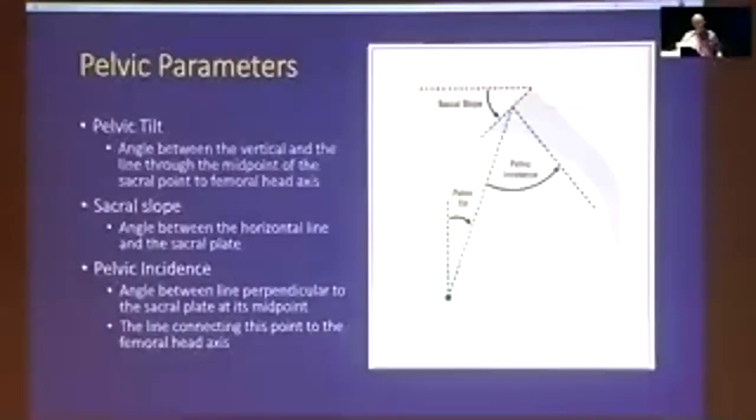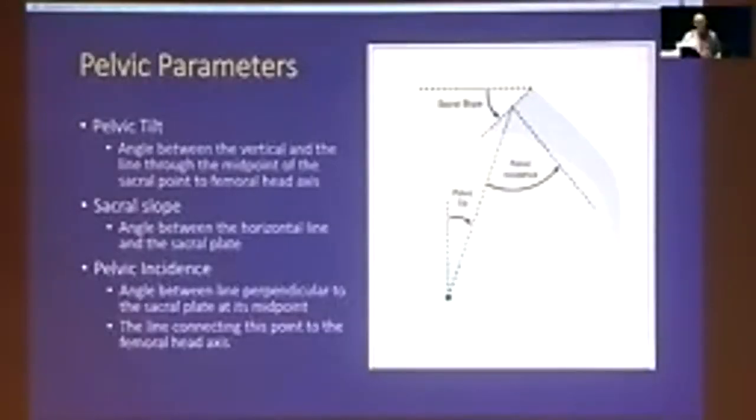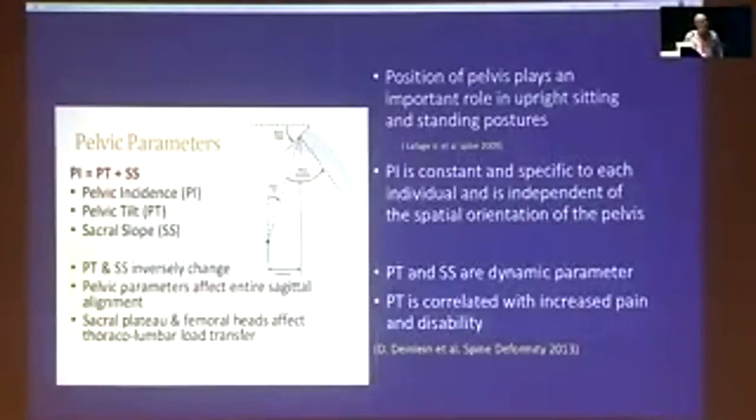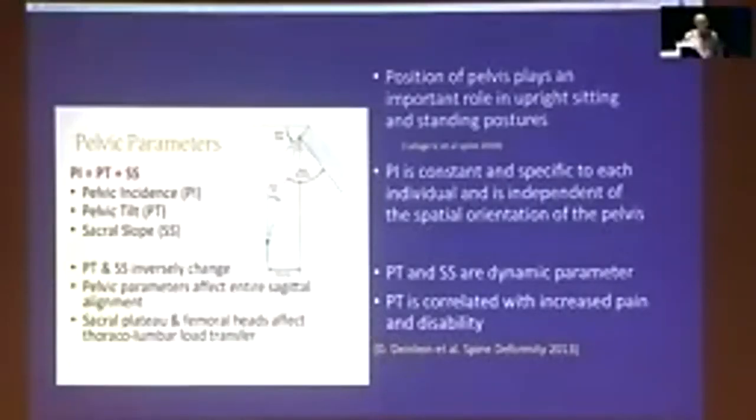Sacral slope, we have already talked about. It's very simple. There's nothing to it. Incidence is the angle when you take a perpendicular line coming down to the sacral plate at the midpoint. At the same time you have a line connecting these points to the femoral axis, and this incidence is the pelvic incidence. We know that pelvic incidence is equal to pelvic tilt plus sacral slope. So you add these two, they keep changing. Pelvic incidence is obviously the one which remains static.